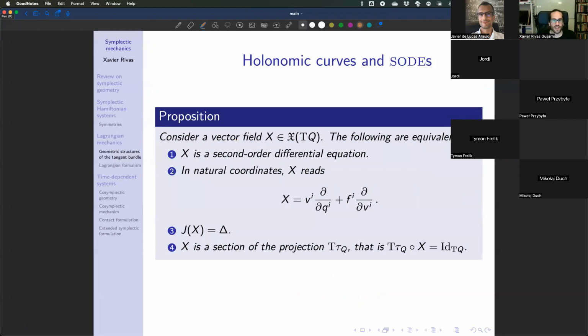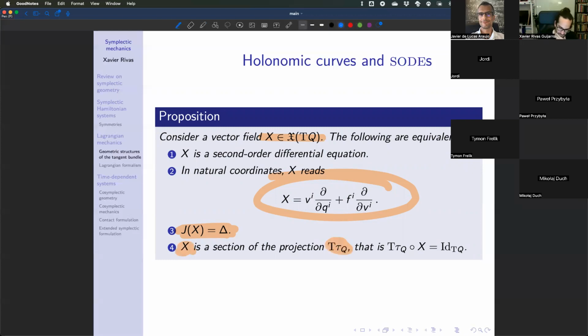And now we are going to characterize these second-order differential equations in several ways. If in coordinates a vector field looks like this, then it is a second-order differential equation. Also, if it satisfies this cool relation, I mean, if the canonical endomorphism transforms my vector field to the Liouville vector field, then the original vector field was a second-order differential equation. And finally, if X, my vector field X, is a section of this projection here.